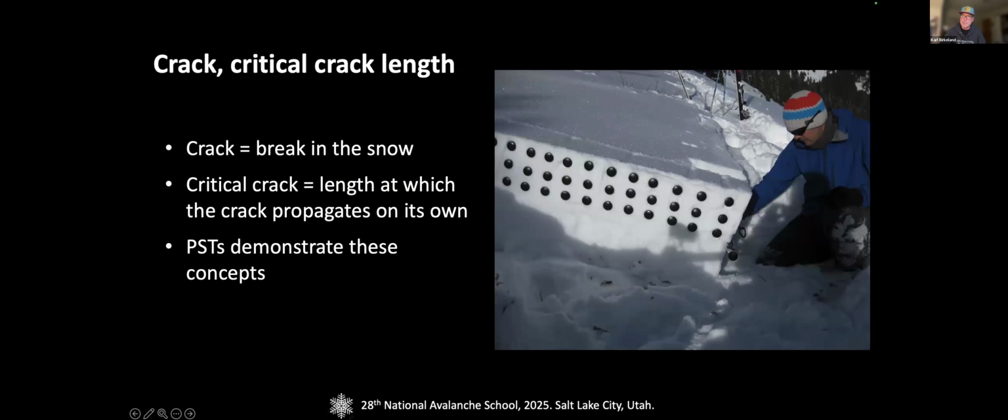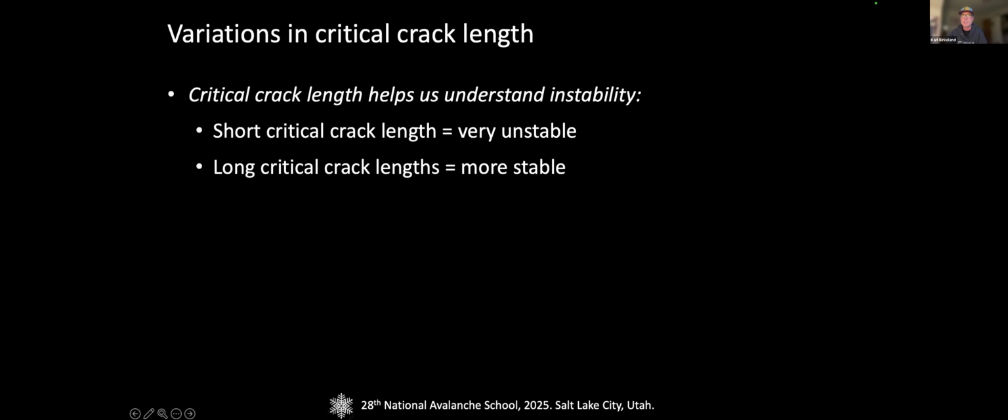Cracks and critical crack lengths. A crack is simply a break in the snow, and a critical crack is the length at which the crack then begins to propagate on its own. We can see these in propagation saw tests, right? You cut the weak layer, and at some point that crack becomes critical. And when it becomes critical, it propagates on its own. Now, the length of that crack is not the same as the critical crack length in an avalanche, and we can discuss the details of that if people want to, but it does give us an index for that, sort of a relative measure.